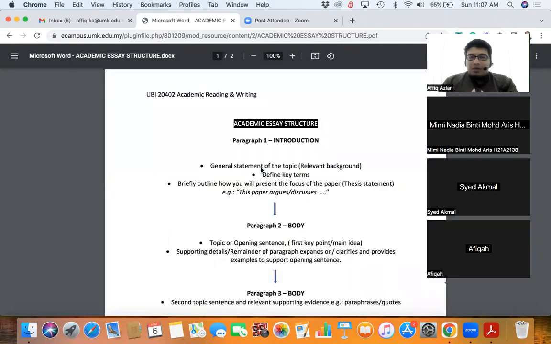So a good essay, a good piece of writing, will have a good structure. And the structure is like any other essay write-up. You will have an introduction, you will have a body paragraph, depending on the points that you have. So normally it will be 4 to 5 paragraphs. That would cover 4 to 5 points or ideas, and also a conclusion paragraph.